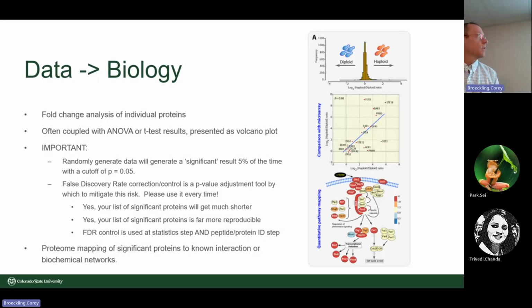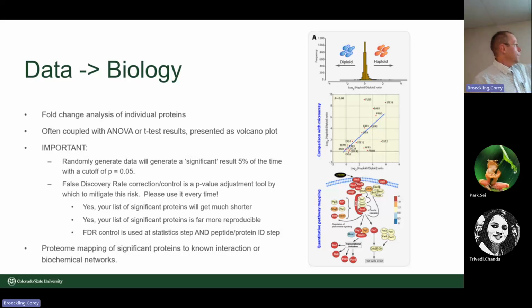The goal with these statistical analyses is always to bring data to biology. So one of the things that people will commonly do is look at the fold change analysis of individual proteins. And so this prompted the question that I asked Tim, are you doing this at the subgroup or the group level, at the protein? You could also be doing this at the peptide level. Some argue that we should be doing a lot of stats at the peptide level in these types of studies. But you can be doing fold change analysis. Often this is going to be coupled to something like an analysis of variance or a t-test. So you can be looking at your replicates and saying, yes, I have a significant p-value. These things are meaningfully different.